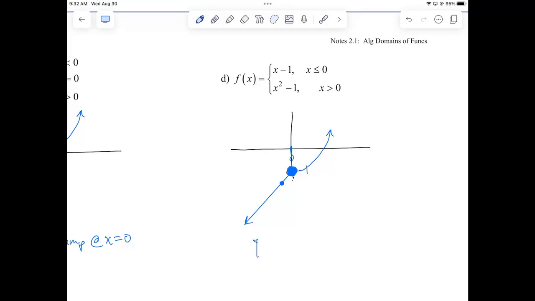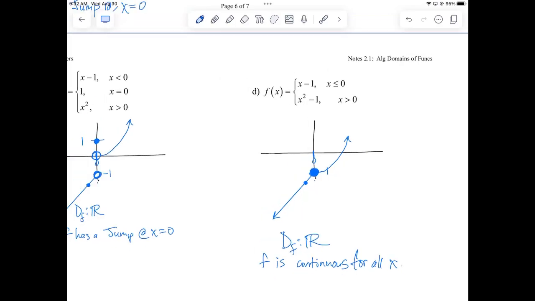What would be the domain of this function? It's still all real numbers. And is there a discontinuity? No. So we would say f now is continuous for all x. F is continuous for all x.